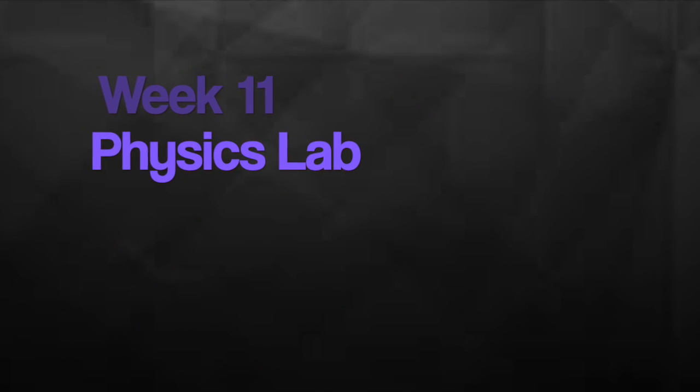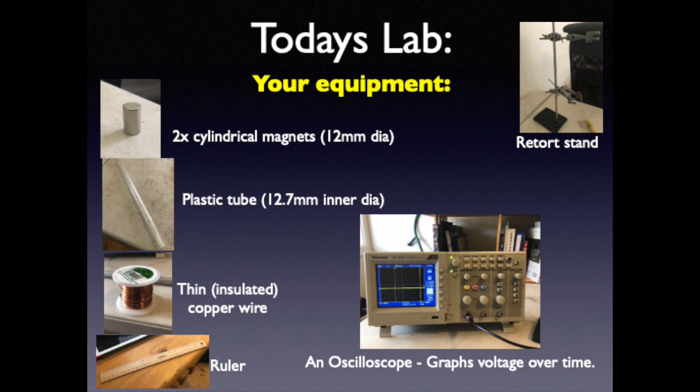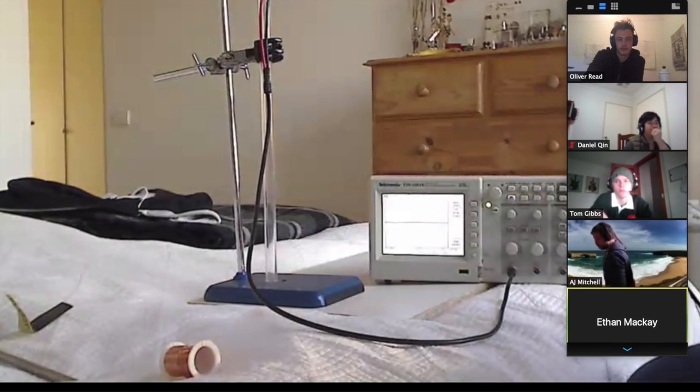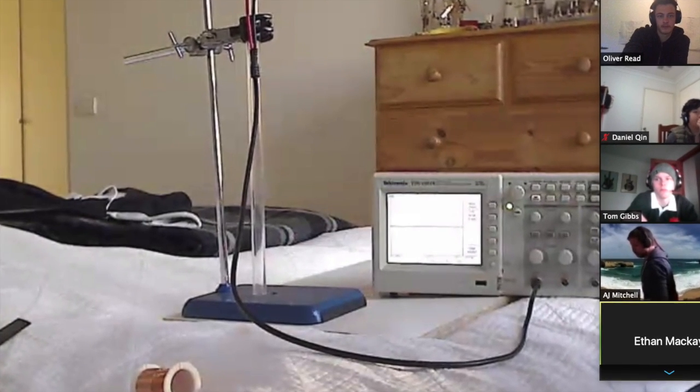In the Week 11 Foundations of Physics lab, we were given the task of building a velocity and acceleration sensor. The provided equipment included two cylindrical magnets, a plastic tube, thin copper wire, a ruler, a retort stand, and an oscilloscope, which measures voltage as a function of time. This equipment was possessed by a demonstrator who followed our group's instructions through a Zoom call.